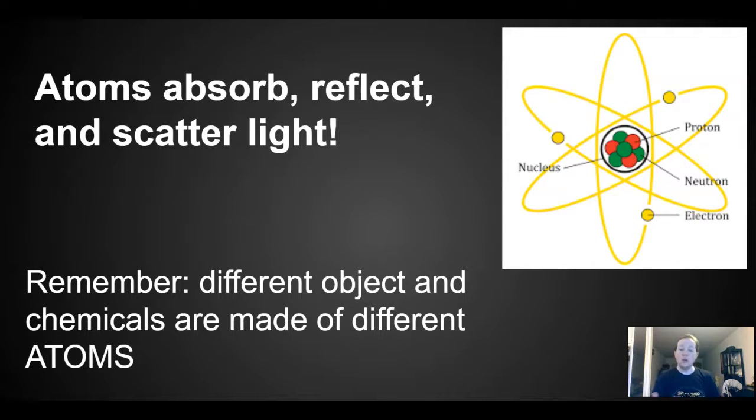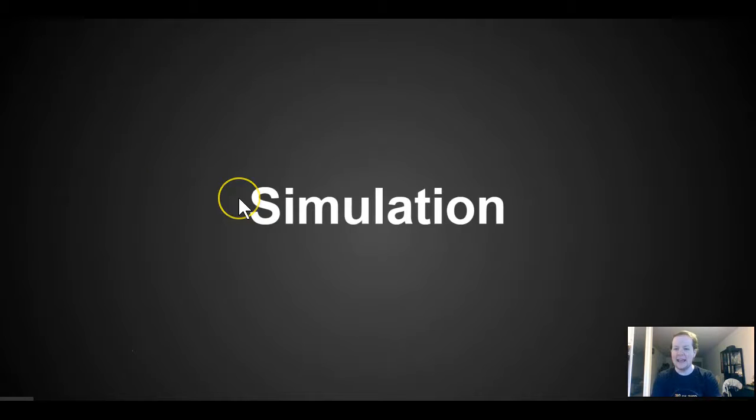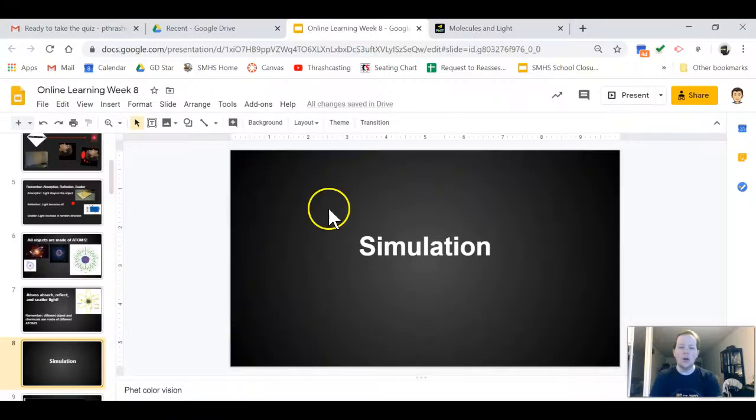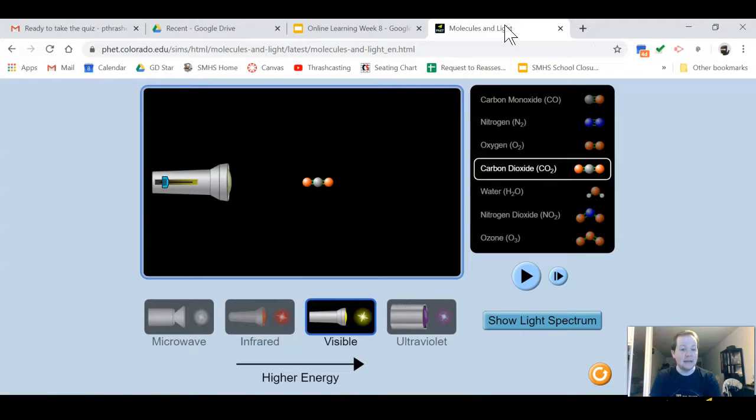Remember we learned why the sky is blue. That's because air particles, atoms in the air, scatter certain types of light, blue and purple light. So we know that different objects are made of different atoms, chemicals, similar. And now atoms can absorb, reflect, and scatter light. So with that, Mr. Thrasher wants to show you a simulation.